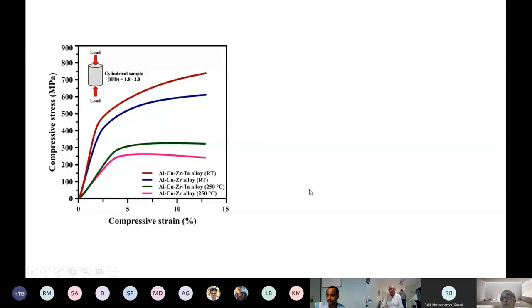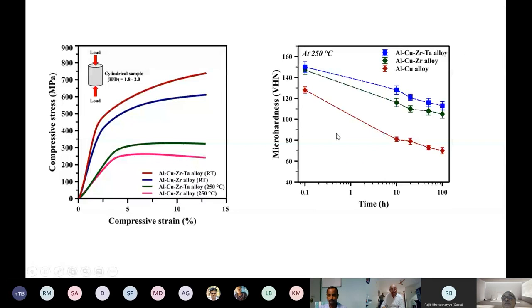It also improves the resistance to coarsening. This is the microhardness as a function of time for different aluminum copper alloys. You see at 100 hours, they become very soft, about 80 megapascal. It's almost pure aluminum. This one is slightly more. Hardness is more than 100, about 120. So that is remarkable.